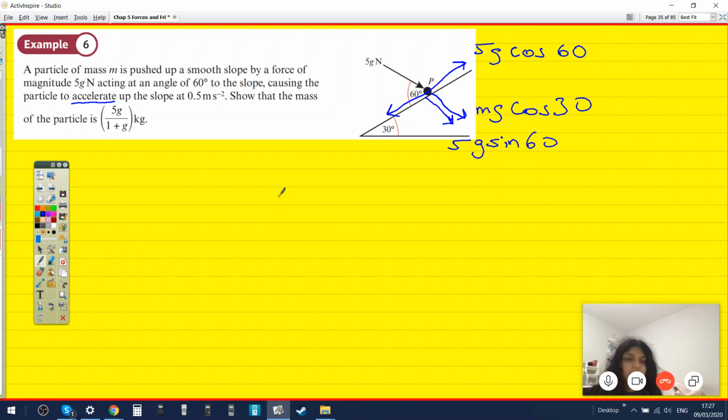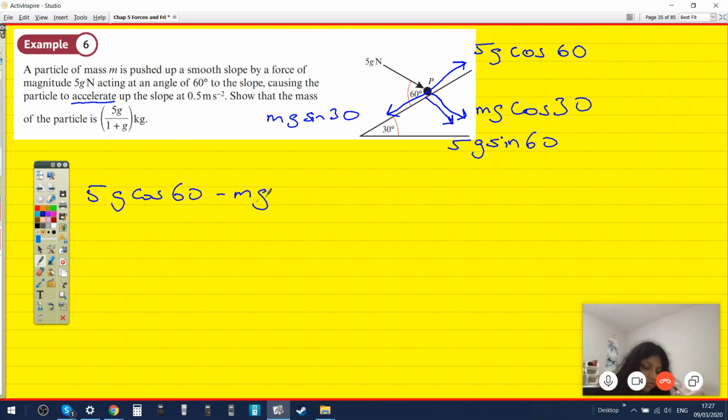Would it not be affected though? If you have mg cos 30, would you not also have mg sine 30 just due to gravity? Okay, you do. So you just do 5g cos 60 minus mg sine 30 is equal to ma. Yeah. Okay. So you do use the one that's not going to give you 0.